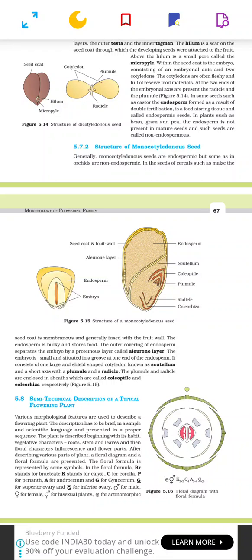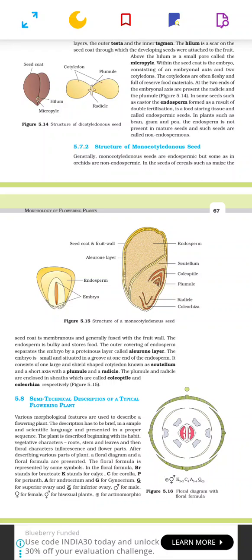It consists of one large shield-shaped cotyledon known as the scutellum, and a short axis with a plumule and a radicle. The plumule and radicle are enclosed in sheaths which are called coleoptile and coleorhiza respectively. In Figure 5.15, the structure of a monocot seed is shown. Here endosperm and embryo are shown. Also the seed coat, fruit wall, and aleurone layer, which is triploid. Endosperm, which is also triploid. Scutellum, which is a shield-shaped cotyledon. Coleoptile, which is a protective structure over the plumule, and coleorhiza, which is a protective structure over the radicle, are shown.